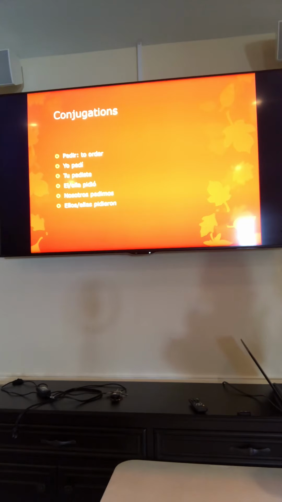Dormir means to sleep. Here is our first O to U stem change. The first two were E to I, this one is O to U. So yo dormí, tú dormiste, that O is still there, but here comes the él, where the U is now replacing the O. So él, durmió. Nosotros, the O is back to normal, dormimos, and ellos, durmieron, durmieron with the U.